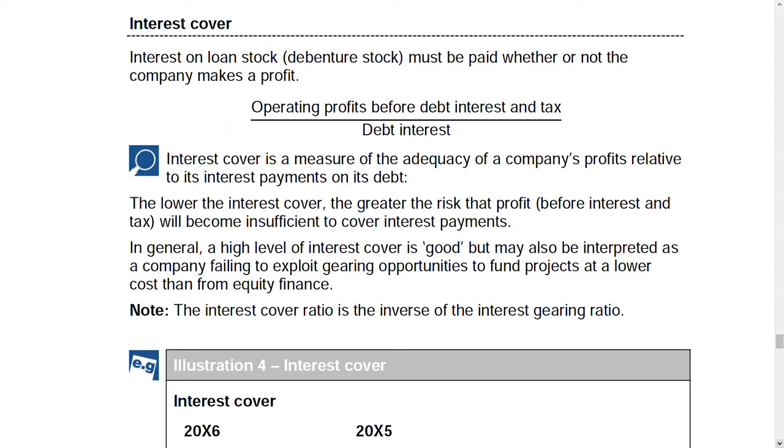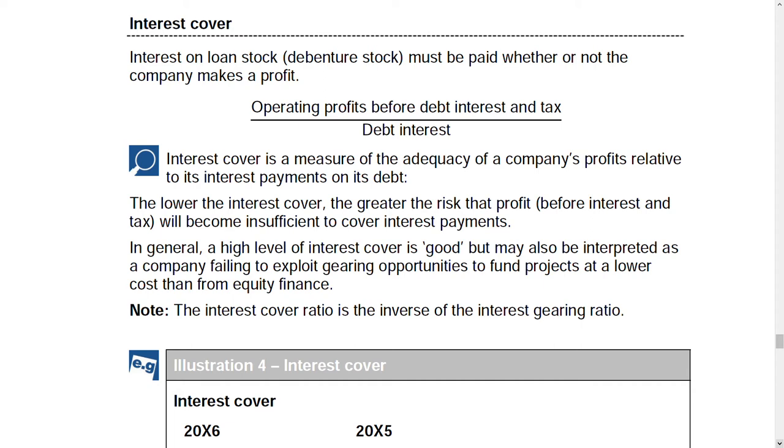Next, interest cover. So the second one, interest cover, after we studied operating gearing and financial gearing. This video might be a little long compared to other lectures of mine. The reason is because I'm stopping in between explaining, and also we are calculating. So this might take a lot of time. Okay, so interest cover. Interest on loan stock or debenture stock must be paid whether or not the company makes a profit. Understood, right? Interest you have to pay. So for interest cover, the formula is operating profit before debt interest and tax.